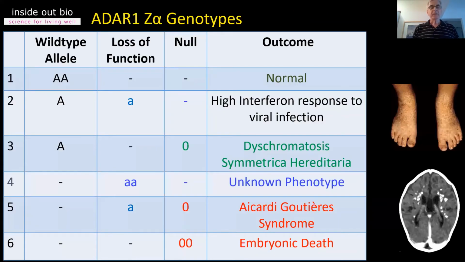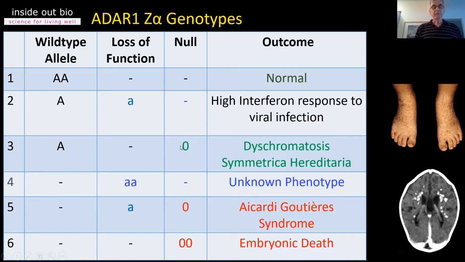In this process, we identified three different Z-alpha alleles, a wild type allele, a loss of function allele, and a null allele. And as you all know, we get one allele from our mother, one from our father, and the combination determines phenotype. So with two wild type alleles, shown by the big A, your phenotype is normal. But when you have a loss of function allele, shown by the little a, you have a high interferon response to viral infection. And the frequency of this loss of function allele is about 0.2% worldwide.